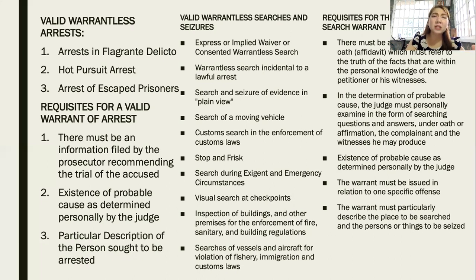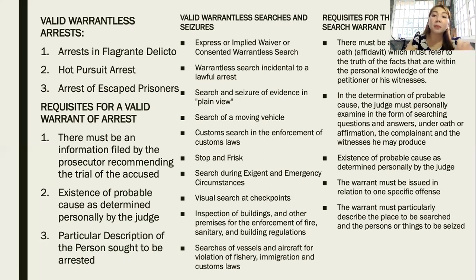So, yung requisites naman niya is the arrest must take place before the search and seizure. Arrest must be valid either with a warrant or without, but falls under the exceptions. And yung rationale under this valid warrantless search and seizures part is the need to disarm the suspect in order to search him into custody. The need to preserve evidence for later use at trial.